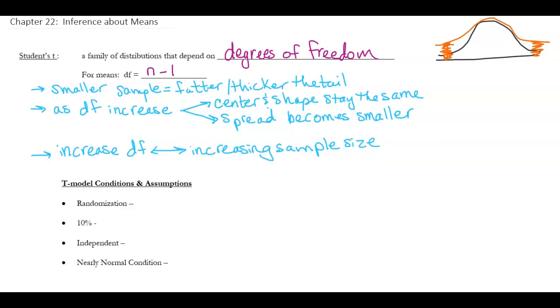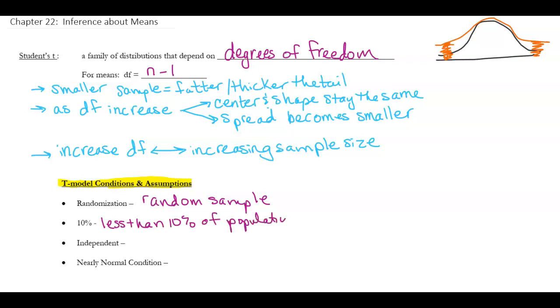When we work with inference about means, and that includes confidence intervals and hypothesis testing, we still have our conditions. One thing that's nice is that you already kind of know these conditions. You know the randomization condition: it has to be a random sample. You know the 10% condition: this is still less than 10% of the population. And you know the independence condition. This is just saying that the means have to be independent of each other.